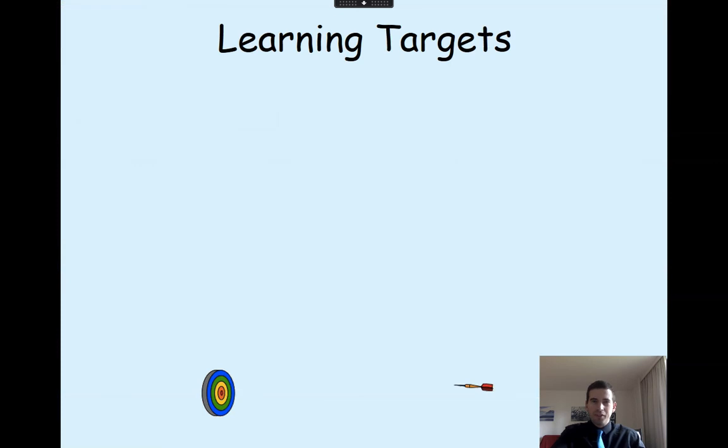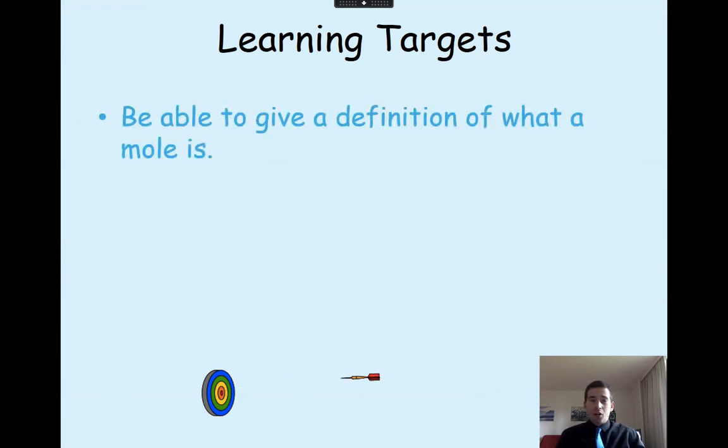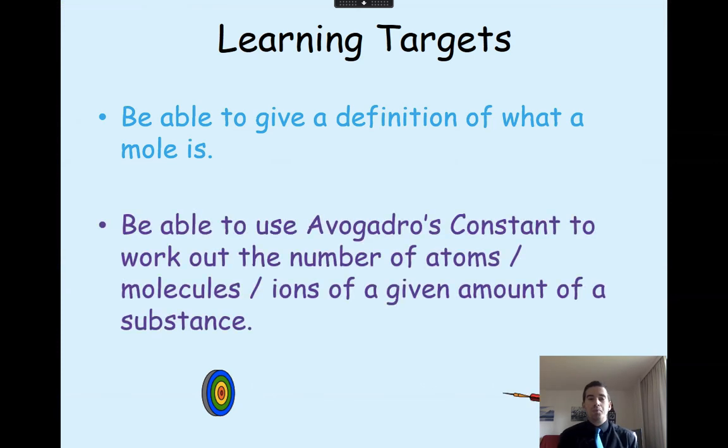So hopefully you can now give a definition for what a mole actually is, and you should now have some idea about how to use Avogadro's constant to work out the number of atoms or molecules or even ions of a given amount of substance. If you're unsure about any of these, please look through the video again and make sure you finish your notes for class.